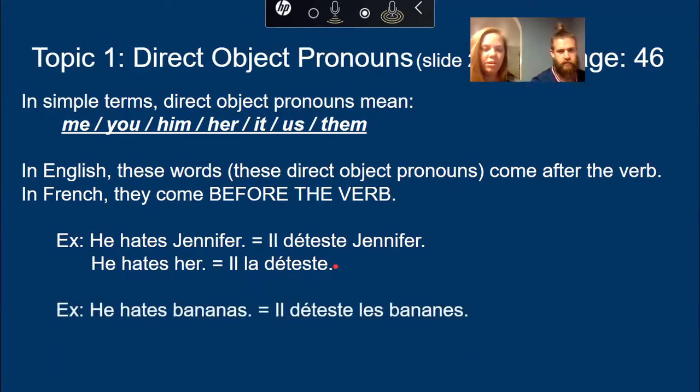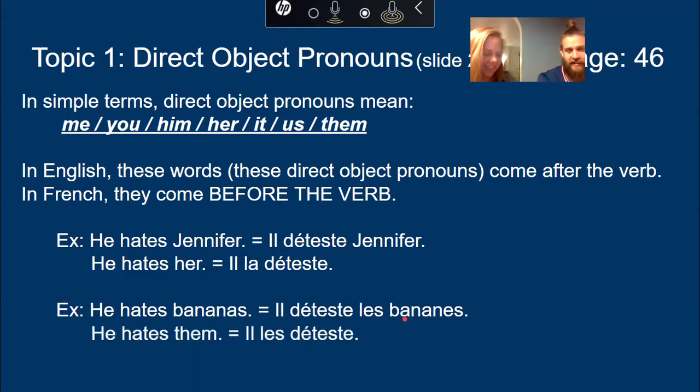Okay. He hates bananas. Is that just a he her hate? Yeah. It's like saying he, her, hate. Things are funny languages. Il déteste la banane? Banane, two syllables. There you go. Il déteste les bananes. Il les déteste, which would literally be he, them, hates.